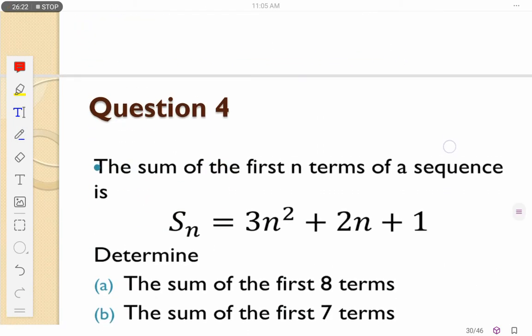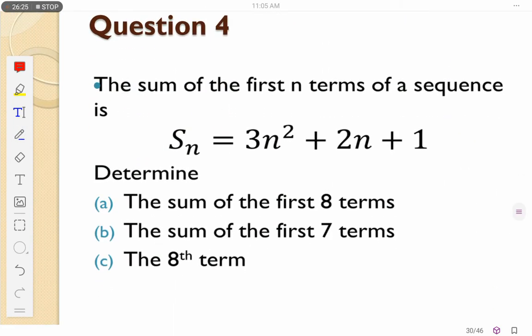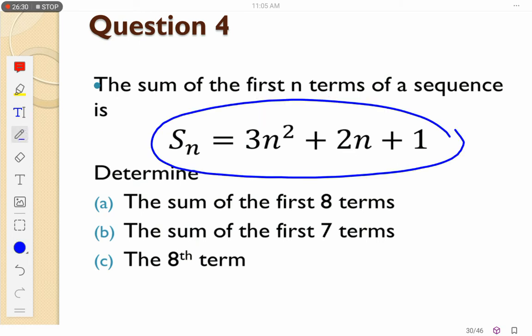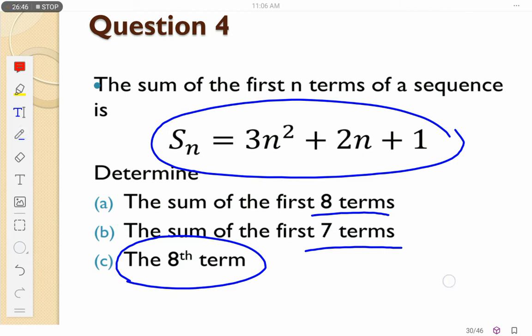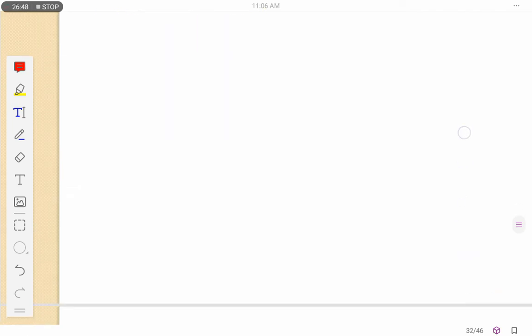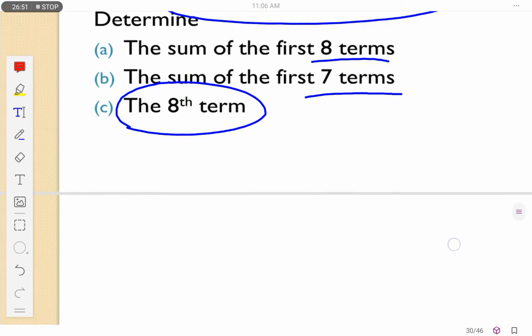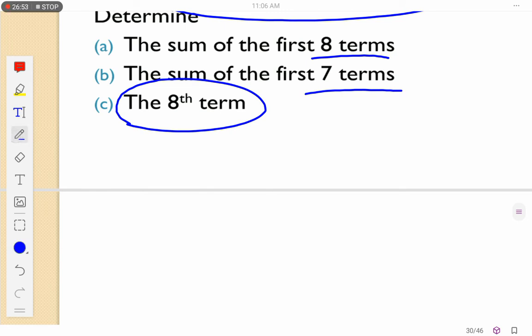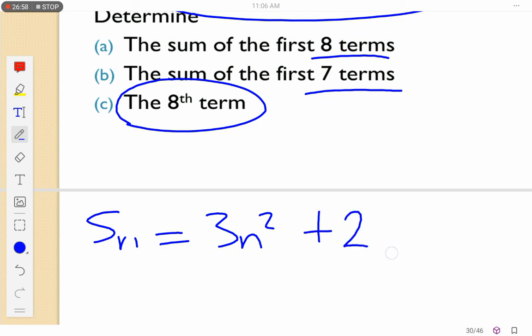Now let's move on to another question. Here I've got the sum of this. We are given the expression for the sum of n terms there, and we want to find the sum of the first 8 terms, the sum of the second 7 terms, and also the 8th term. So we are going to use this equation for all the questions. Okay, so let's do the first question. We will simply write our Sn is equal to 3n squared plus 2n plus 1.